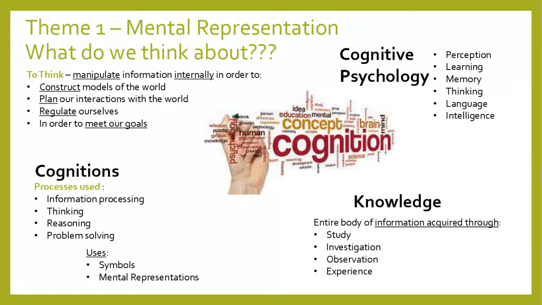So what is knowledge? When we talk about knowledge, knowledge is the entire body of information that we acquire through study, investigation, observation, and experience. So all of that knowledge comes in, and it's how do we process it using the different processes in our mind around thinking, reasoning, and problem solving. So that is what mental representation is. What do we actually think about?